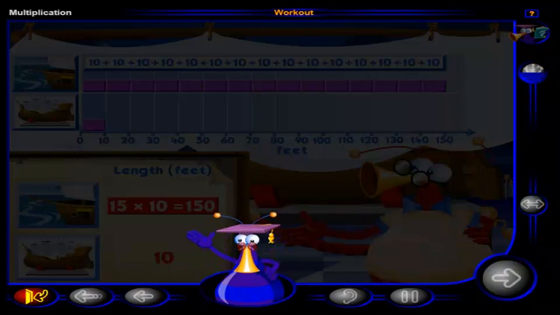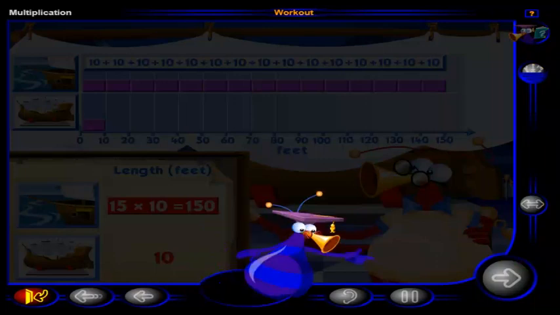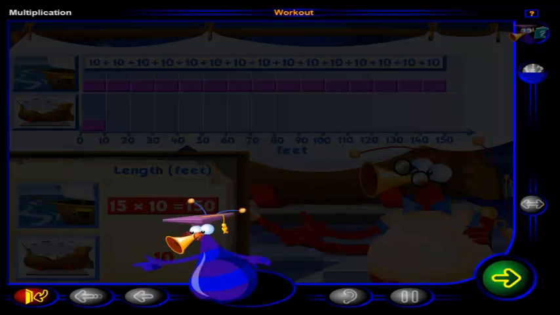Good job! You've completed this workout. Click here to go to the next lesson, or click here to return to the menu.